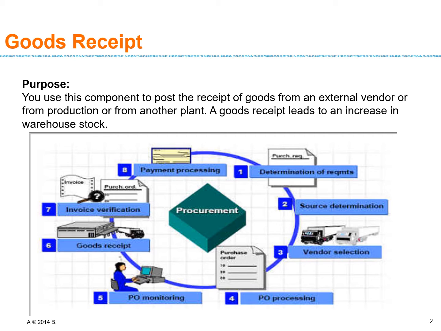So what is the purpose of this goods receipt? You use this component to post the receipt of goods from an external vendor, from production, or from another plant. A goods receipt leads to an increase in the warehouse stock. So in this picture it's clearly shown that the purpose of your overall goods receipt process is to receive the inventory either from the vendor or from the production unit, right? And it basically leads to an increase in the overall stock of the warehouse or the store.